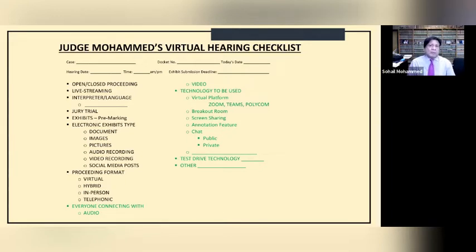Whether this is going to be an open or a closed proceeding. If you're in a family proceeding, if you're doing a CIC proceeding, or other proceedings that are closed, I would like to have them marked and addressed at the pretrial conference so that everyone knows whether this is an open or a closed proceeding. Obviously, if it's a closed proceeding, it's not going to be live streamed.